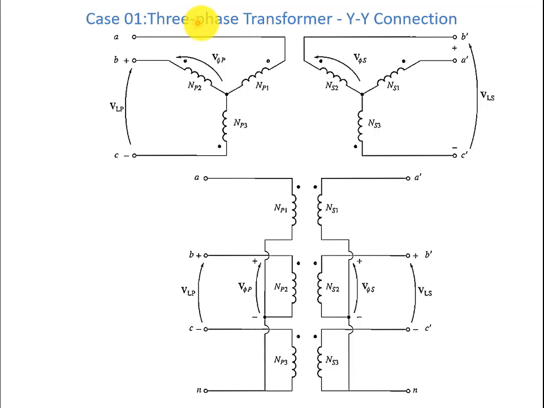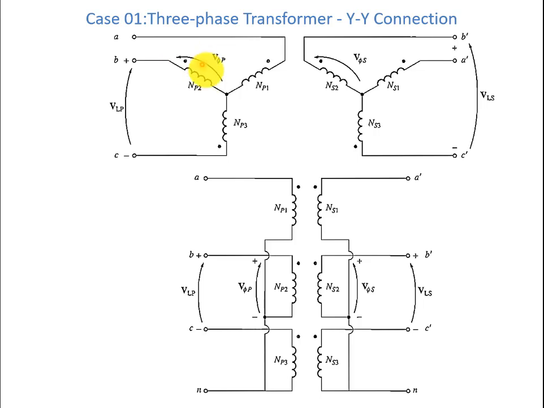Here, case 1: a three-phase transformer connected as a Y-Y connection. We can see these are three windings, and this is NP1, NP2, NP3, the number of turns on the primary side, three-phase. They are connected in the Y connection. In the Y connection, we connect one side of the winding of all three phases to a common point, while we take the other sides of the windings as the outputs A, B, and C.